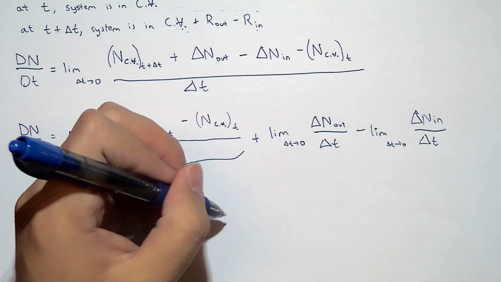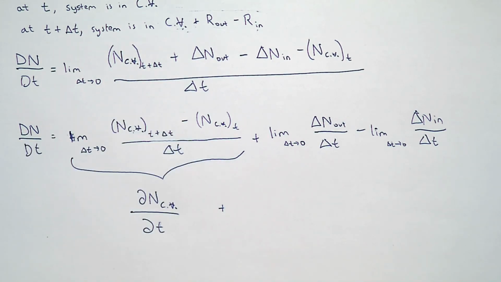We look at these two other derivatives. We have the limit as delta t approaches 0 of delta n out over delta t, and we have the same thing for the n entering. But now, let's think of the following.